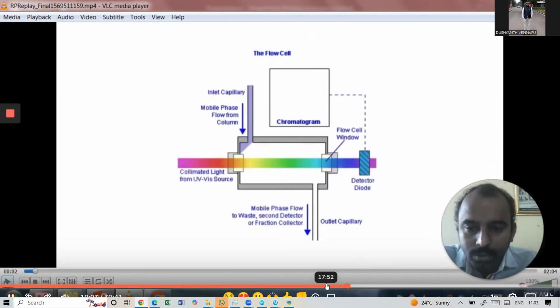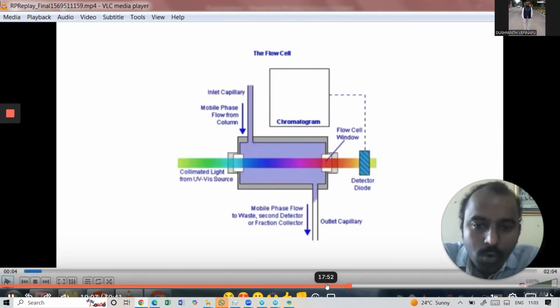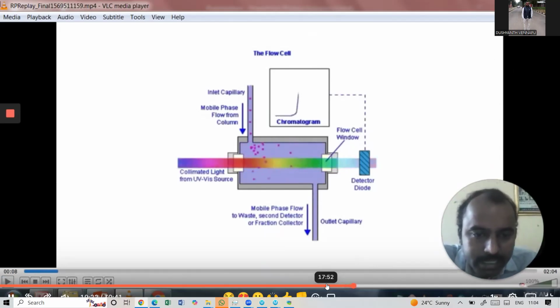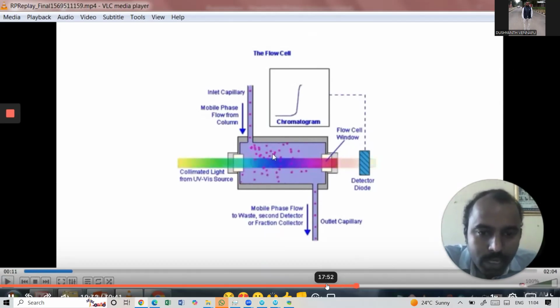See here in the current animation, only the mobile phase is flowing through the system, so your chromatogram has no signal, only a baseline. Once your mobile phase is carrying some analytes, as the analyte reaches the detector, it will show a chromatogram. Here again, only some portion of the analyte is passed on to the detector system, and much more is released into the waste.